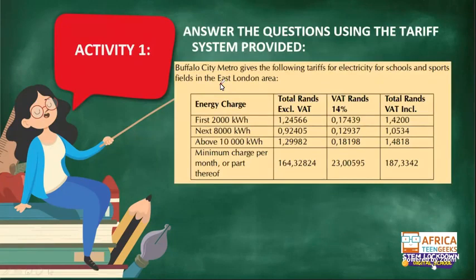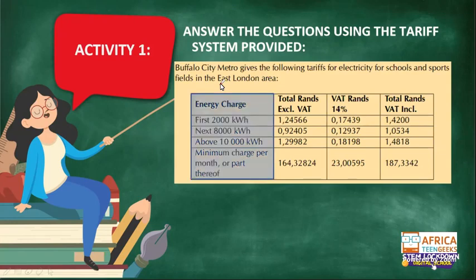Okay, now this one, remember, all we have to do is always make sure, what do we know? And then break down what they are asking us. Here we are also going to use the tariff system provided. And now this is from Buffalo City Metro, okay? It gives the following tariffs for electricity for schools and sports fields in the East London area.